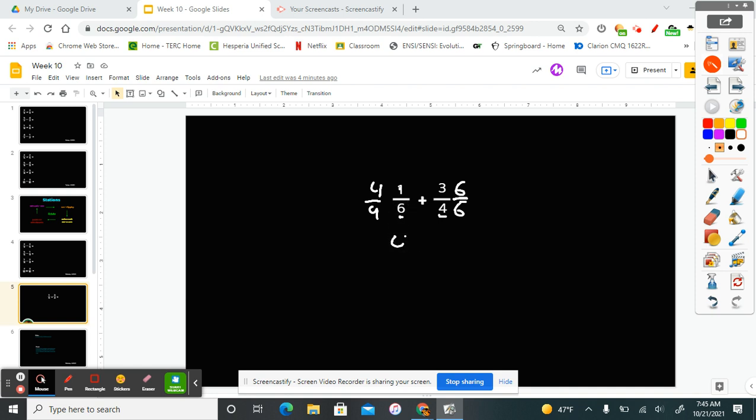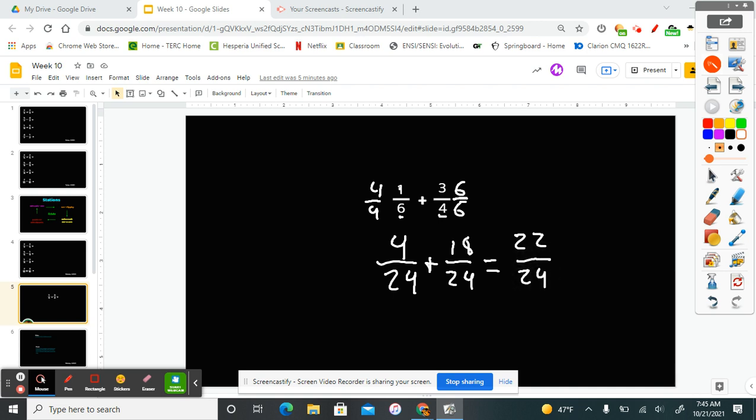So 4 times 1 is 4, 6 times 4 is 24. Okay, 3 times 6 is 18, and 4 times 6 is 24. So we still have a common denominator, right? 24. 4 plus 18 is 22, and we have 24.